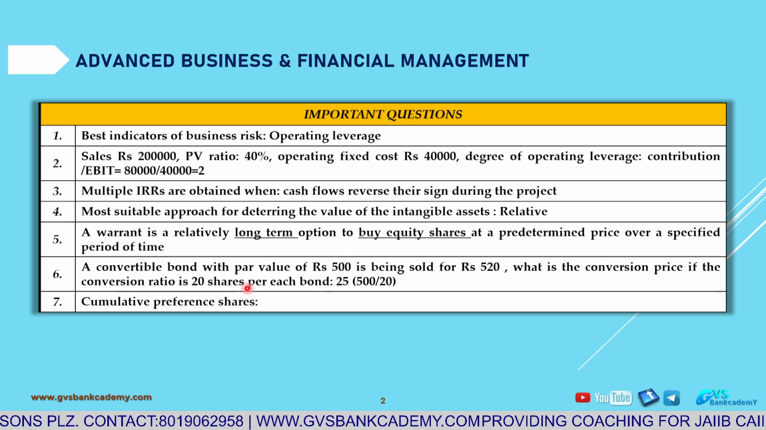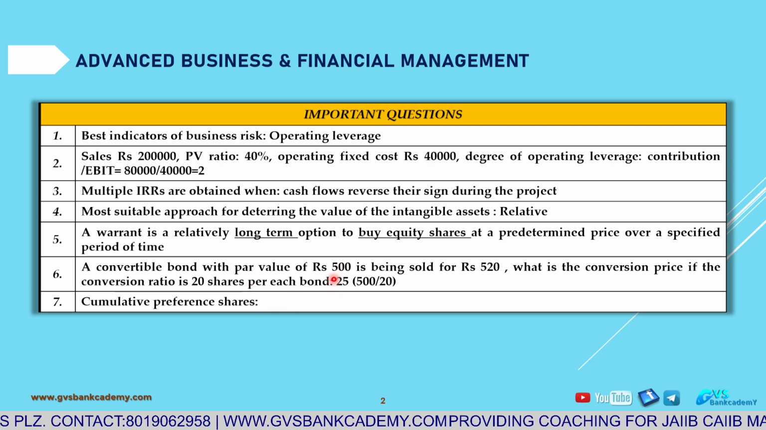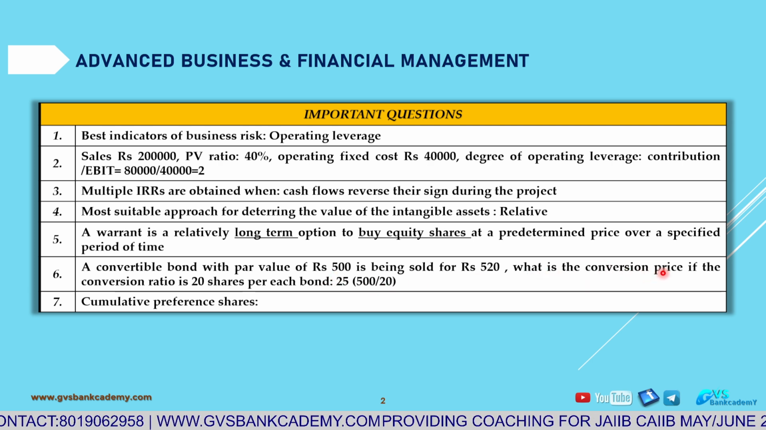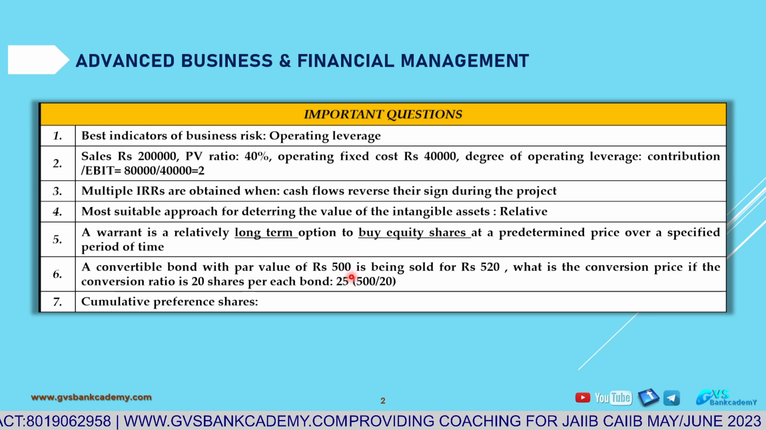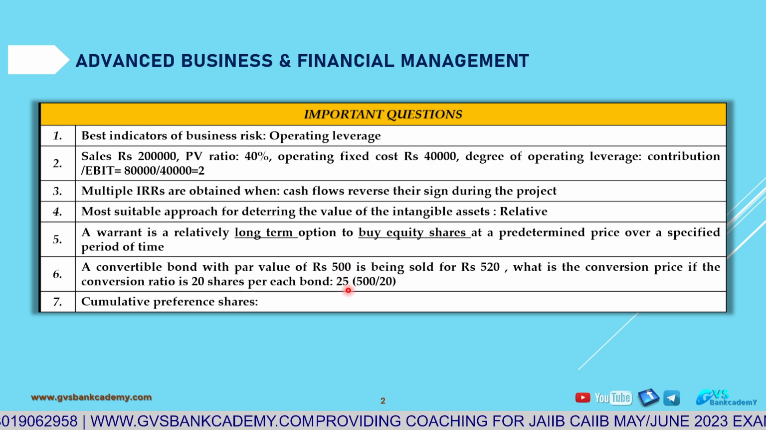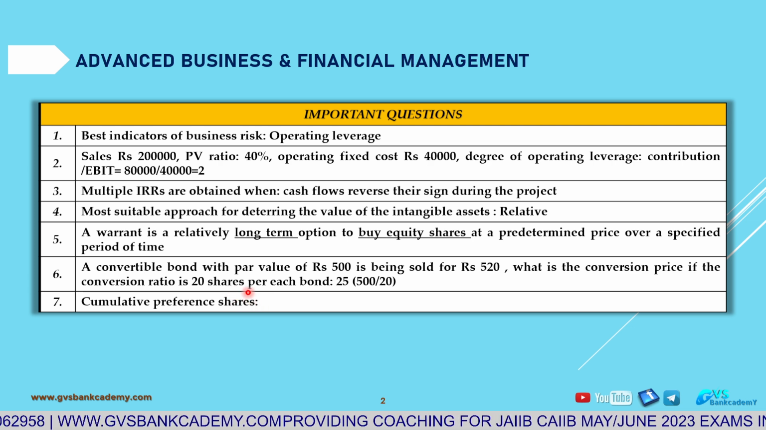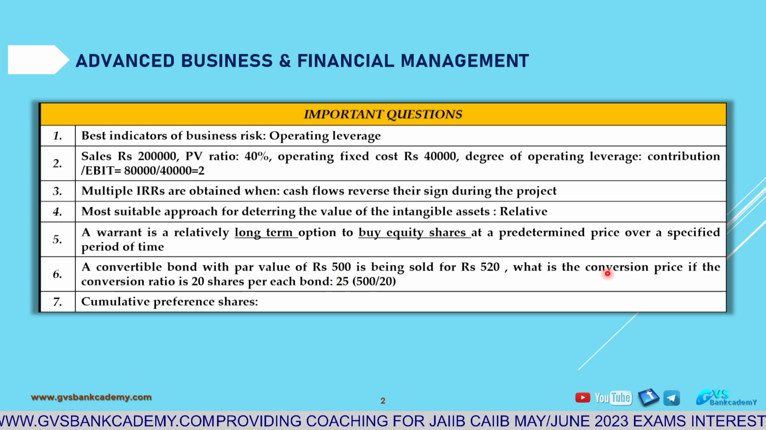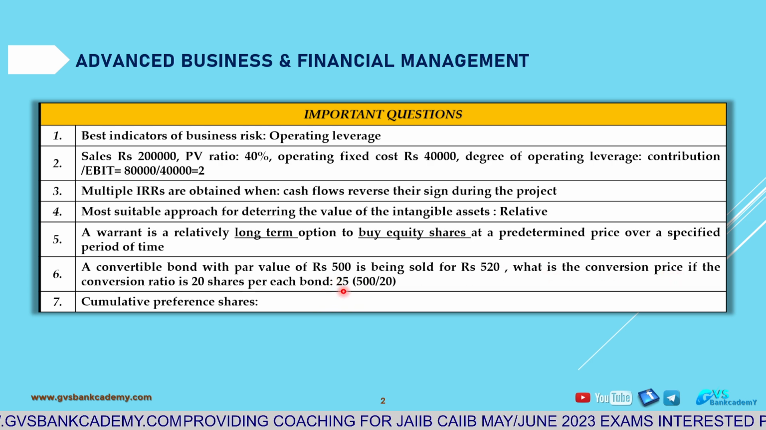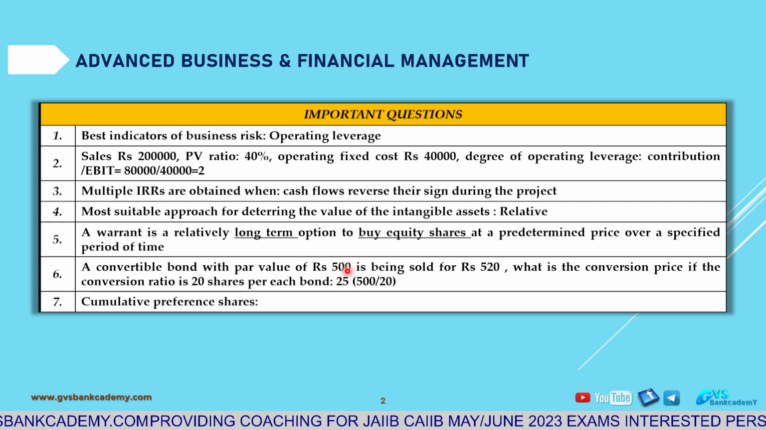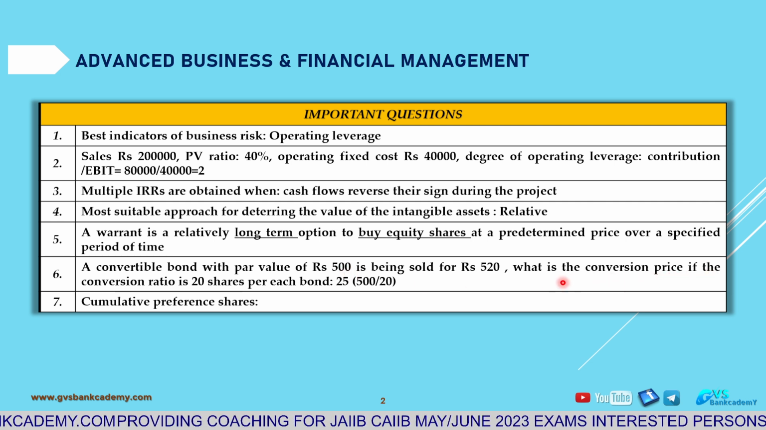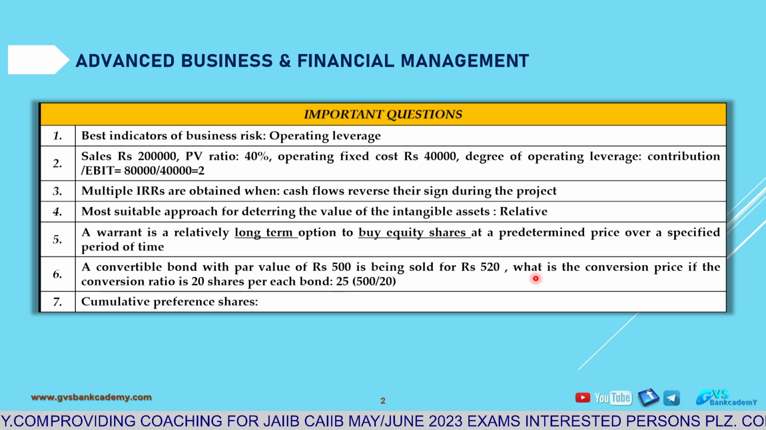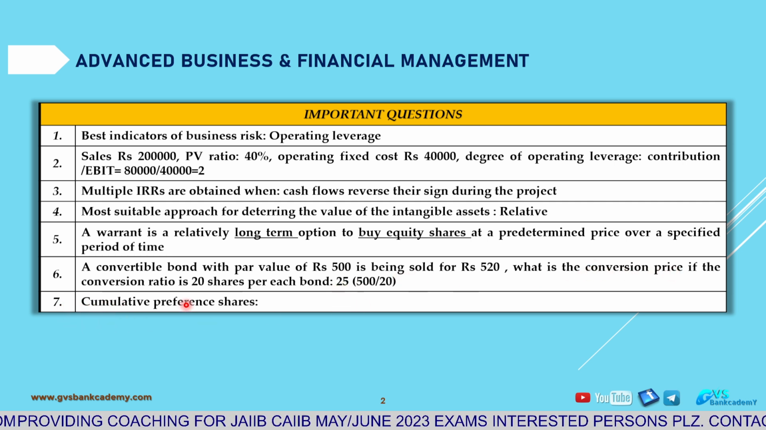You will get 20 shares for each bond, which means each share value is 25 rupees. Conversion price, what is the price? For a 500 rupees bond, they are giving 20 shares. Each share price is 25 rupees. 25 rupees into 20 is 500. So, the conversion price is 25 rupees.